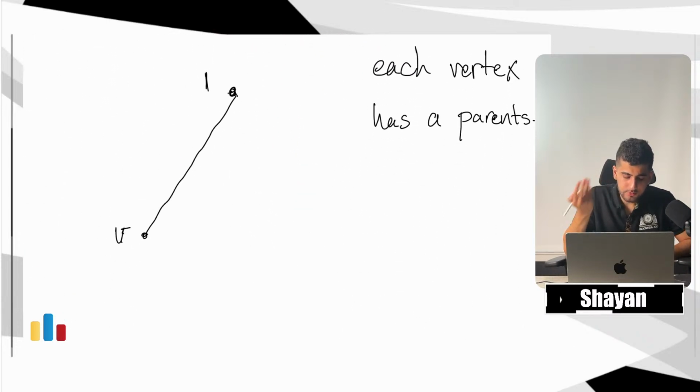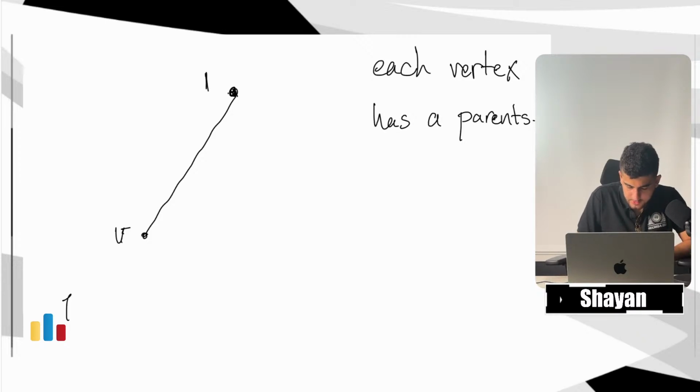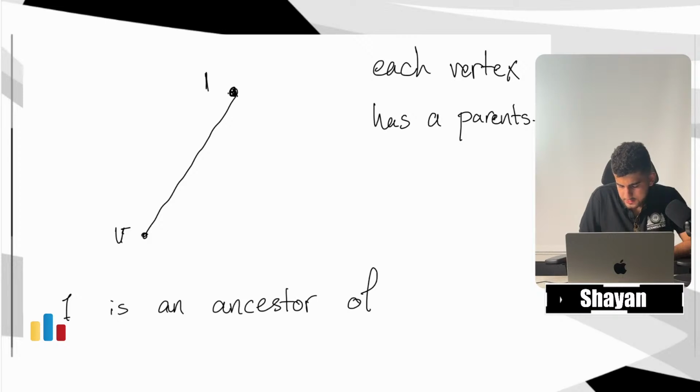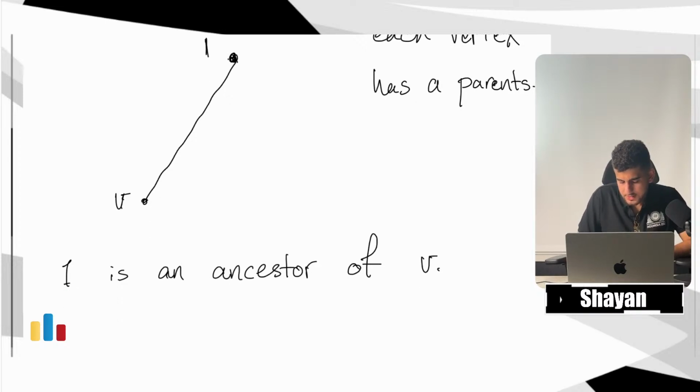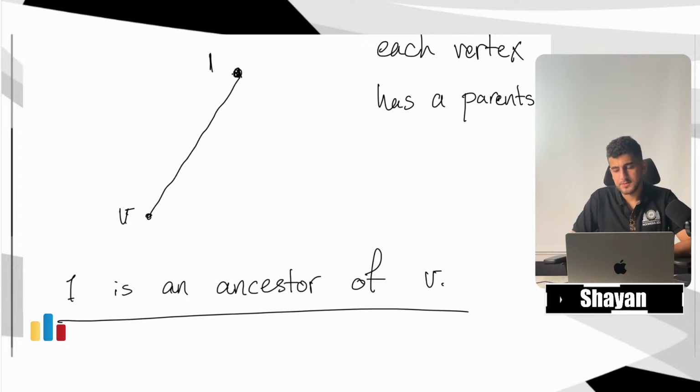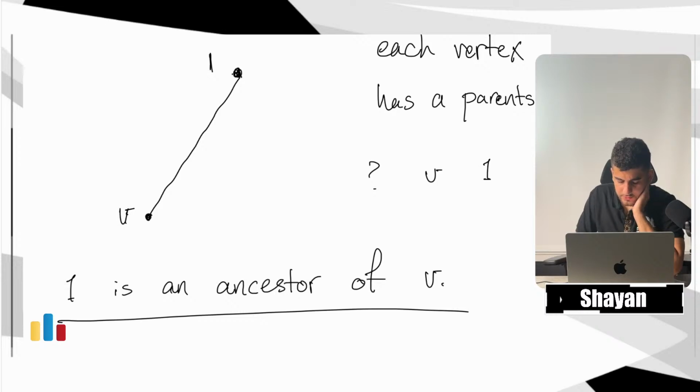And how do I say that? I know that vertex 1 is an ancestor of V, right? Vertex 1 is an ancestor of vertex V. Now I say that each time, let's query V and 1. It will return the middle vertex from V to 1.